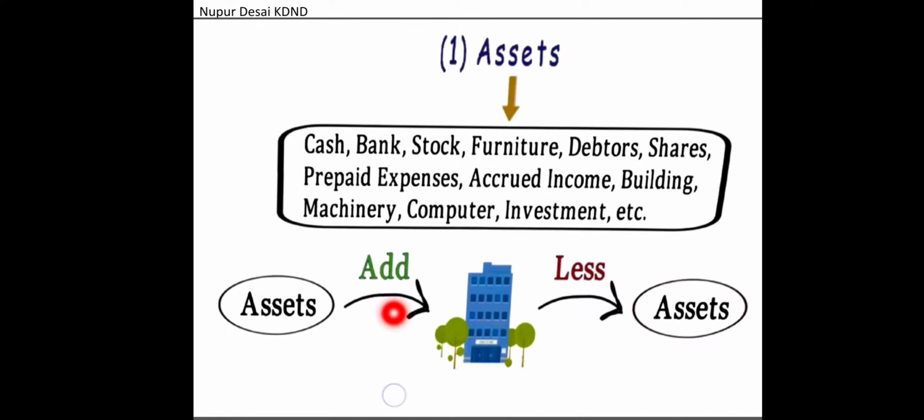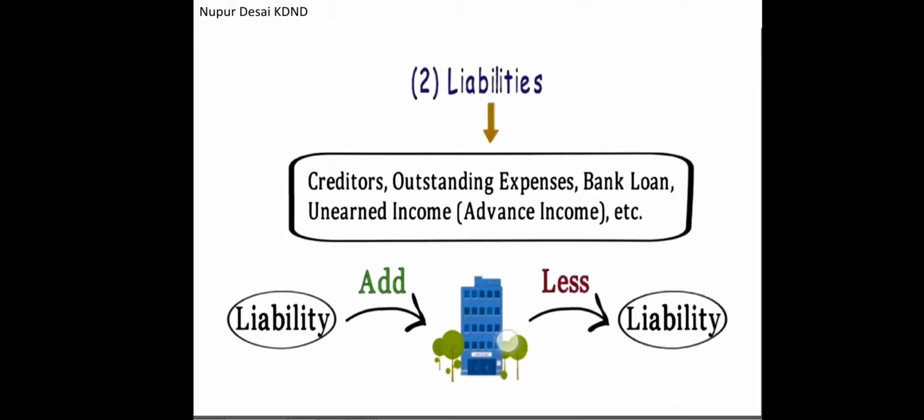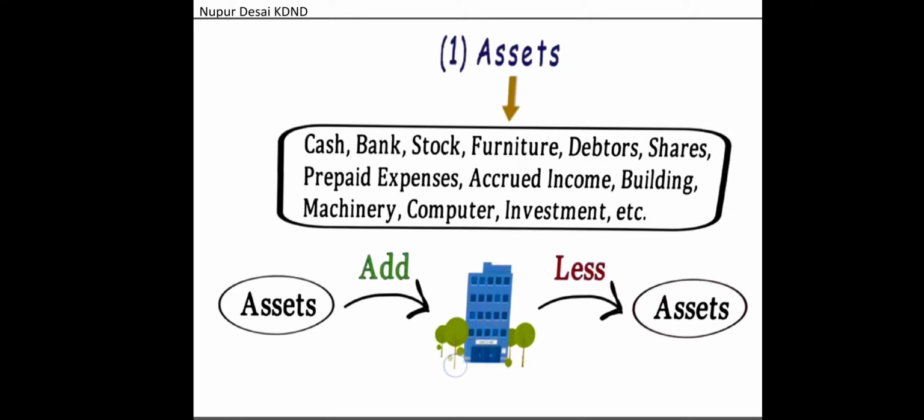Now in the sum, whenever there is an increase of assets like cash, bank, stock, furniture, debtors, shares, whatever is increasing in the business, then we are supposed to add it, while vice versa, when there is a decrease in the assets, then we have to minus it. Same way, whenever in the liabilities there is an increase, like creditors increase, or outstanding expenses, meaning yet to be paid, or bank loan increases, then we are supposed to add, while when it is decreasing we are supposed to minus. So when they are coming into the business we add it, when they are going out of the business then we minus it.